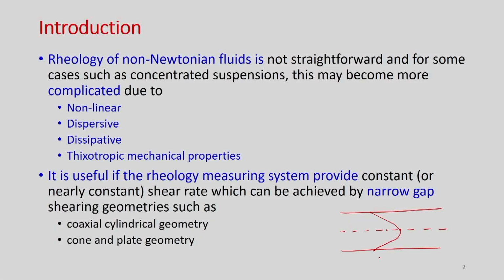Under that condition, since the gap is very narrow, the change in the velocity from wall to the center will definitely be there, but that change would be small. Similarly, the change in the velocity gradient would be there, but that difference from center to the wall would be very small or negligible. So, that will give us a constant or almost constant shear rate.